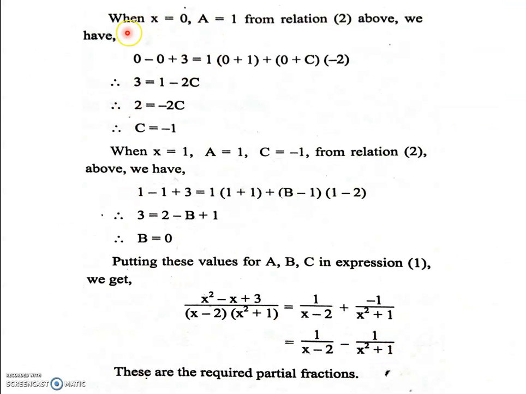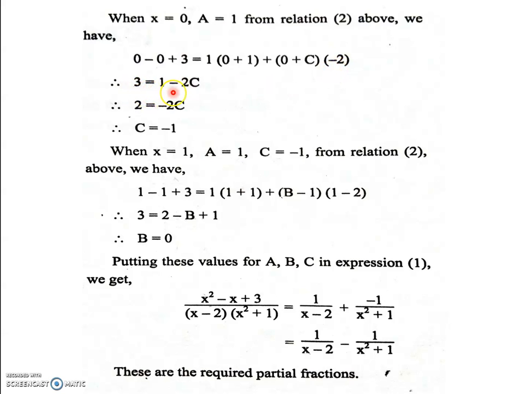Now our second step is important. In any case, if quadratic irreducible factors are given, then compulsorily we have to put x equal to 0 and derive the value of A in that example. So x equal to 0. From relation 2, we have 0 minus 0 plus 3 is equal to 1 into (0 plus 1) plus B into 0, plus C into (0 minus 2).